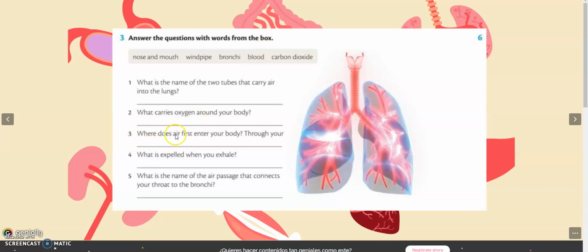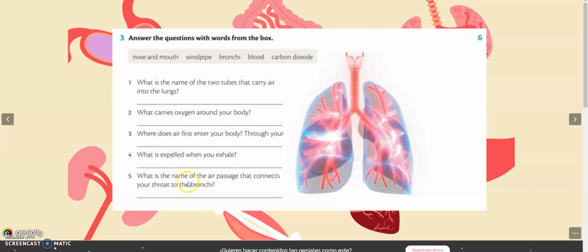Number 3, where does air first enter your body? ¿A dónde entra primero el aire? Through your nose and mouth. That's right. Number 4, what is expelled when you exhale? ¿Qué sacamos del cuerpo? You breathe and you exhale. What is it? Carbon dioxide. Así es, producimos dióxido de carbono. So this is carbon dioxide.